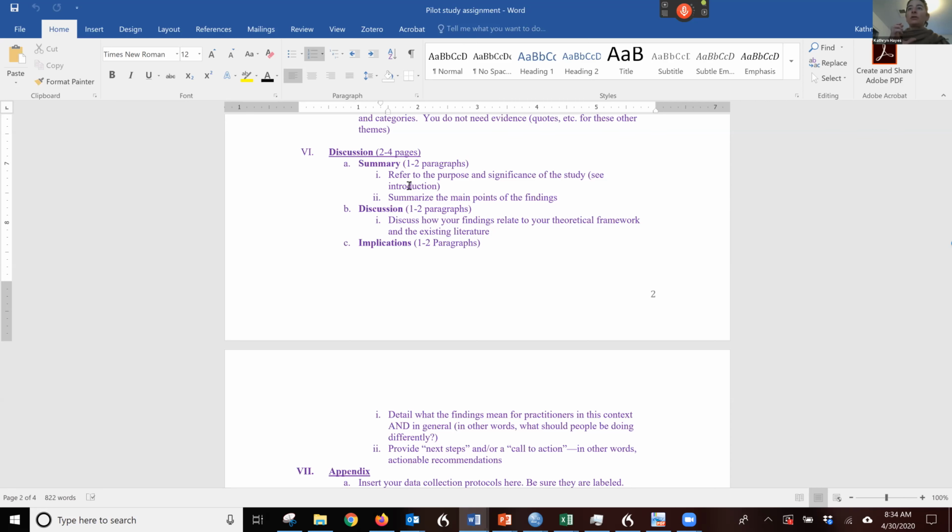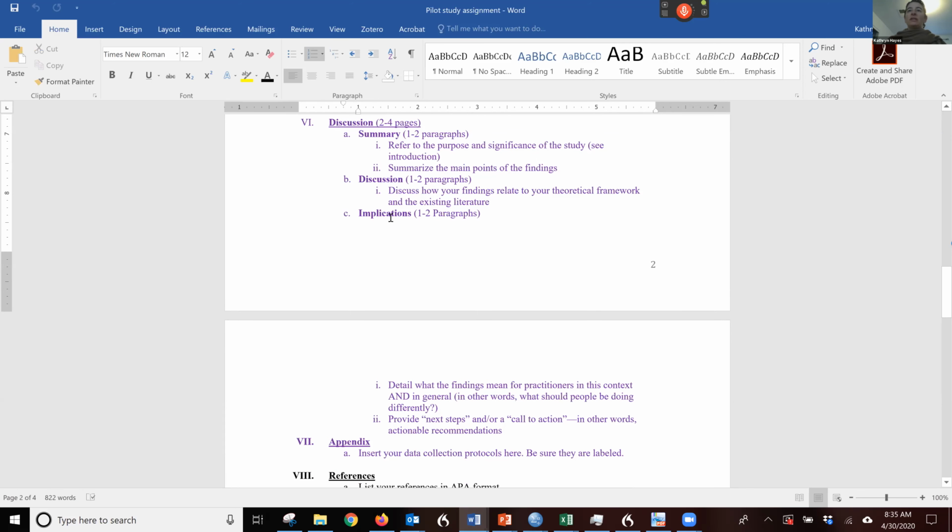So you are doing essentially, even though sometimes it seems a bit repetitive, what it means is that you are doing the intellectual work for your reader to say, this is what you should take away. Then you will discuss how your findings relate to your theoretical framework and the existing literature. Often these things happen in tandem, right? Because as you summarize each of the main points of the findings, you will talk about how they're related to the literature. However, you will see examples out in the literature where they do those things separately.